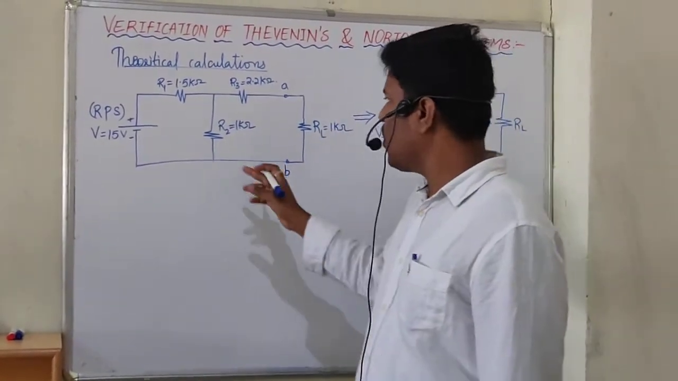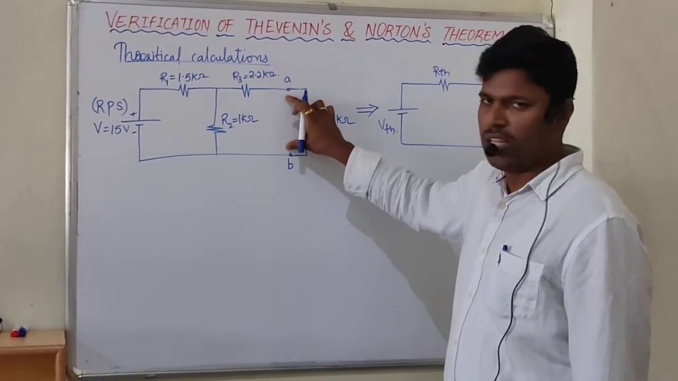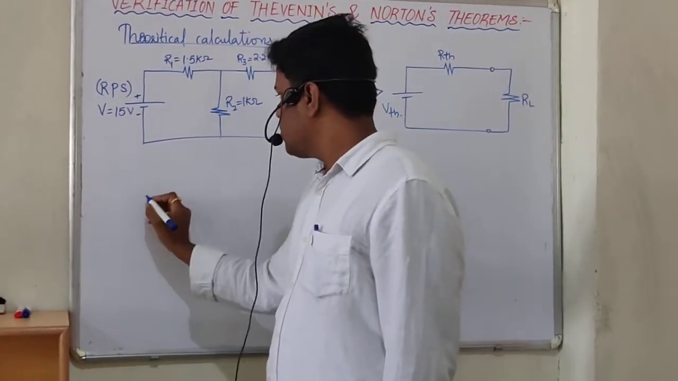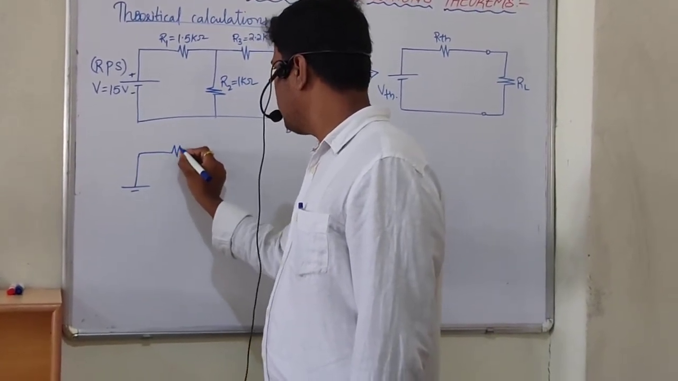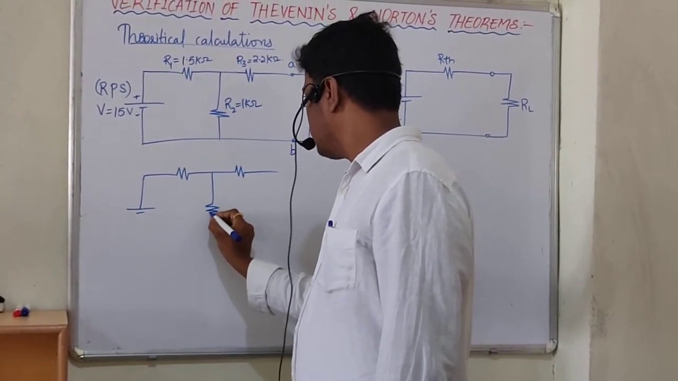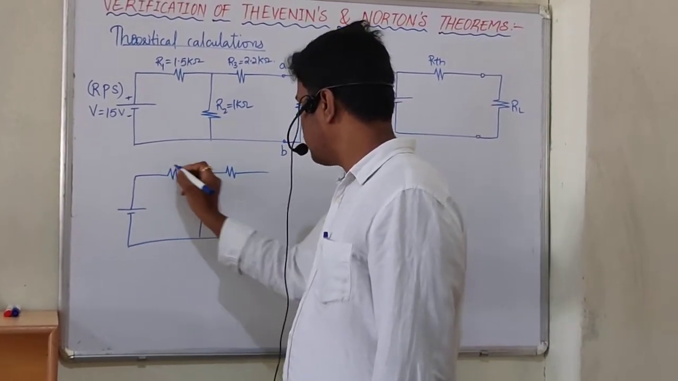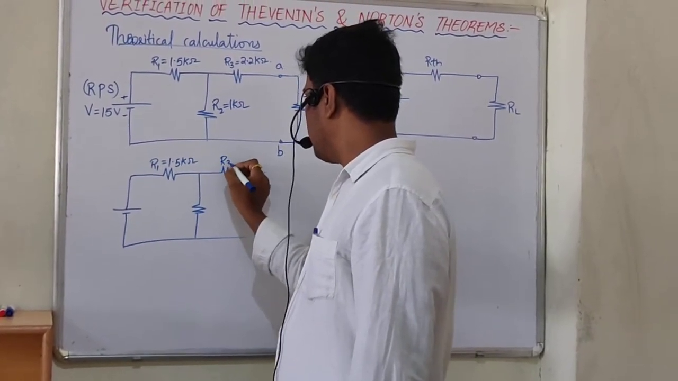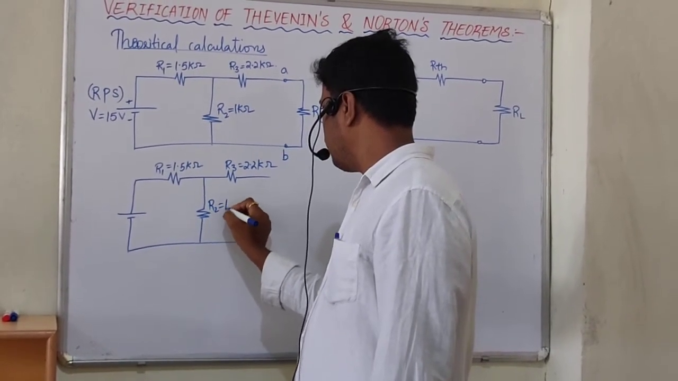Okay. So as I told, VTH is the open circuit voltage across these two terminals. Right. So open circuit means you have to remove this RL load. So I am redrawing the same circuit here by removing RL. This is R1, this is R2 and this is R3. R1 1.5 kilo ohm, R3 2.2 kilo ohm, R2 1 kilo ohm.